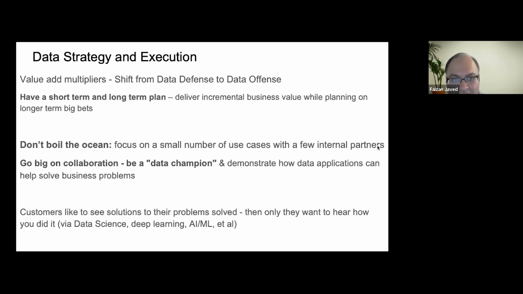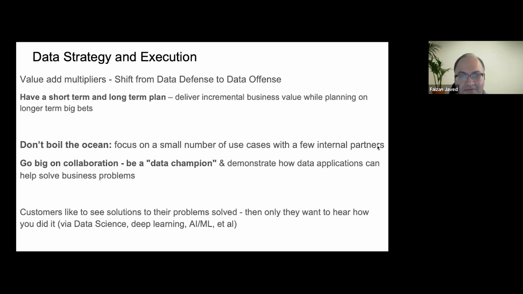And finally, going to the execution side, right? As I mentioned, the shift will have to be from data defense to data offense. Chief data officers or chief data scientists cannot just stay in the data defense space. We have to move over to data offense and build out those applications to show the value add. It helps to have a short-term plan and a long-term plan, because we cannot say that the payoff will be 8 months down the road or 2 years down the road, right? So have short-term and long-term plans. We have to deliver incremental business value while planning on long-term bets, right?